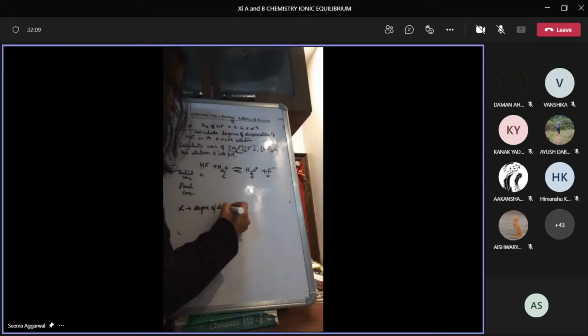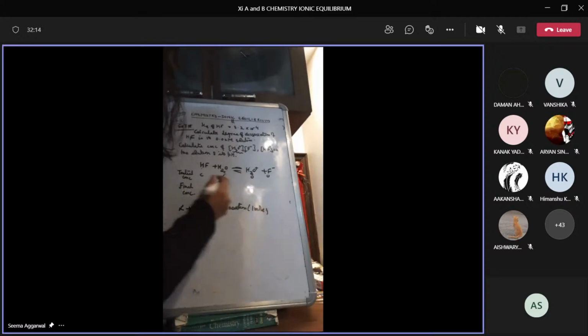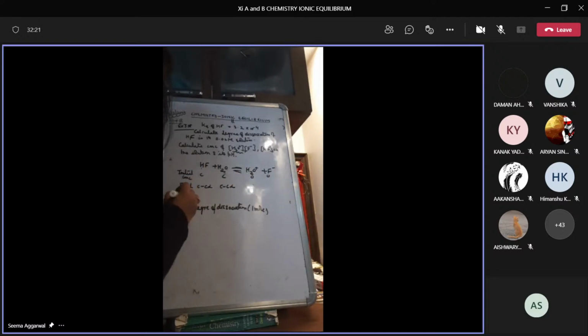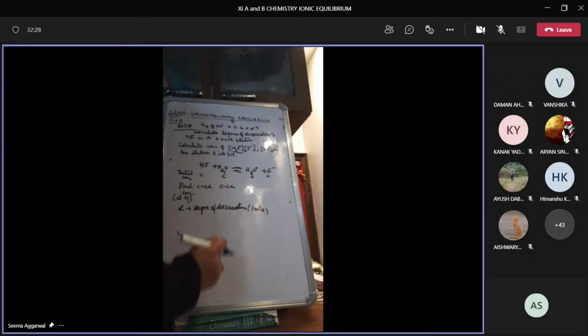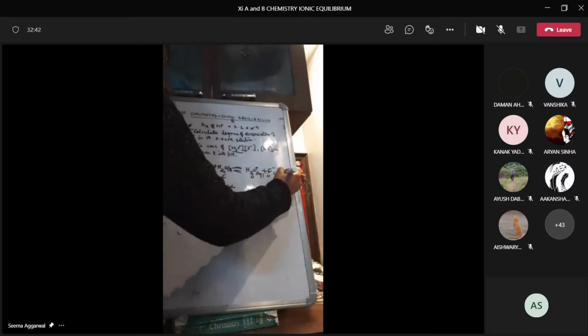So from 1 mole, if alpha is dissociating, C moles means C minus C alpha. This will be again C minus C alpha. And then what about H3O plus? What is the amount of H3O plus formed? Okay, Aryan. It will be C alpha, C alpha.